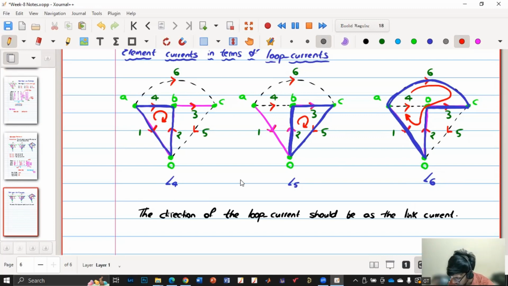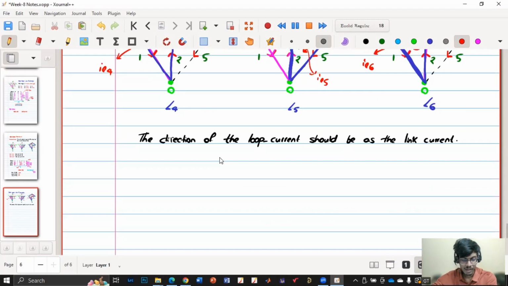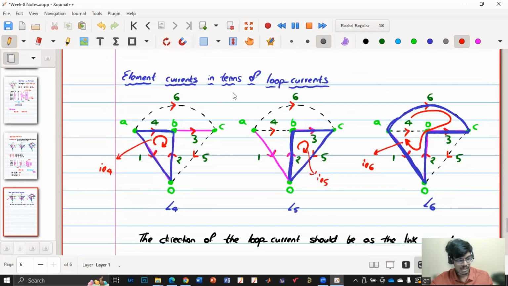Yes, sir. So we'll name these currents as, say, this is IL4 because loop 4. This is IL5 because loop 5. And this is IL6 because it is loop 6. Now we'll write the element currents in terms of loop currents. So what currents are passing in element 1? IL4 is passing in this direction and IL6 is also passing in this direction.